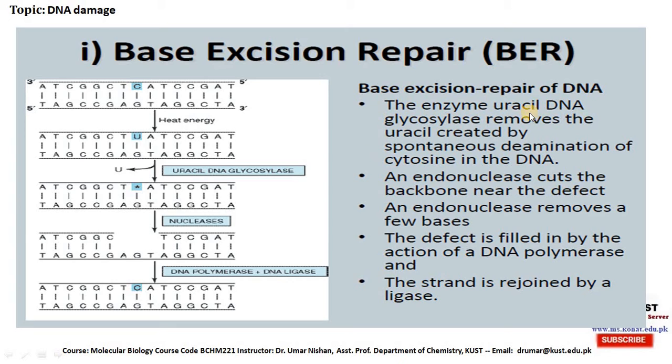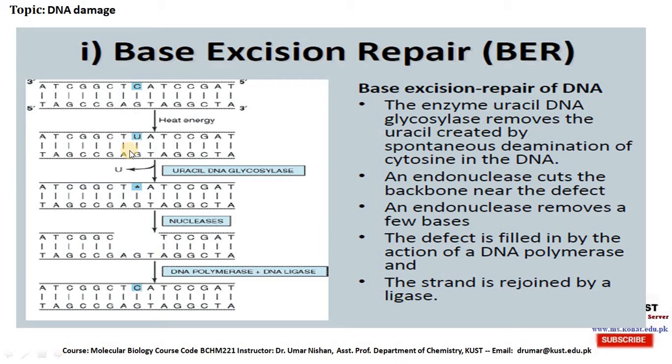So the enzyme uracil DNA glycosylase removes the uracil created by spontaneous deamination of cytosine in the DNA, and endonuclease cuts the backbone near the defect, you can see here, and a few bases are removed, and the defect is filled in by the action of a DNA polymerase, and the strand is rejoined by a ligase.